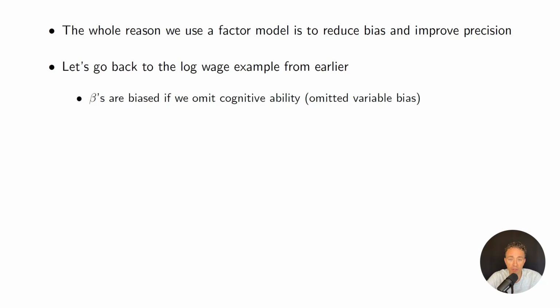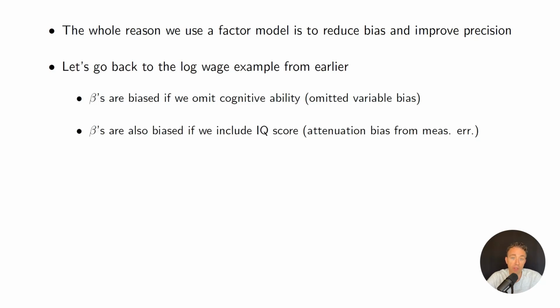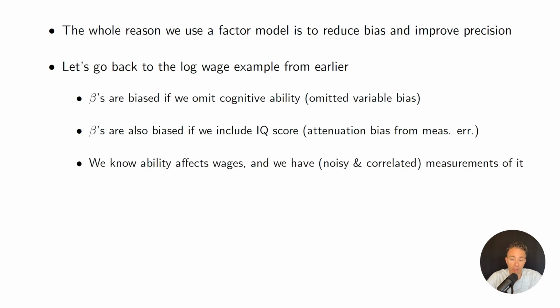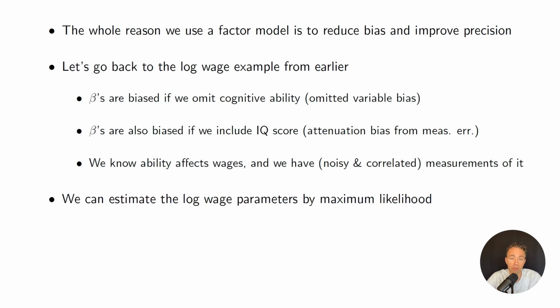This is classic omitted variable bias, but we'll also get attenuation bias if we include some proxy for cognitive ability like the IQ score. And let's just suppose that we have multiple measurements of cognitive ability, and we know that they're correlated, but that they're each measured with error. So then what we do is we can just estimate the parameters of this model by maximum likelihood.